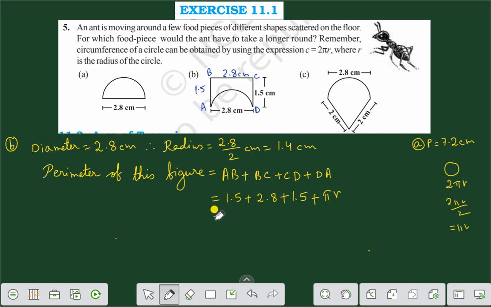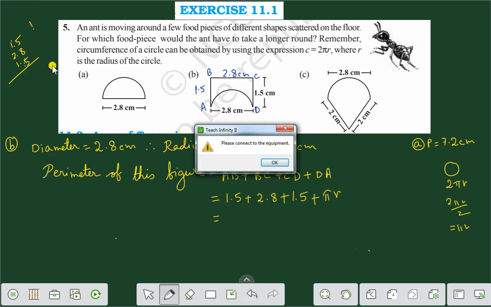If we add this one, that is 1.5, 2.8 and 1.5, 1.5 plus 1.5 is 3, plus 2.8 is 5.8. If we add this one, we are getting 5.8. Again, 1.5 plus 2.8 plus 1.5, we add this one, we are getting 5.8.